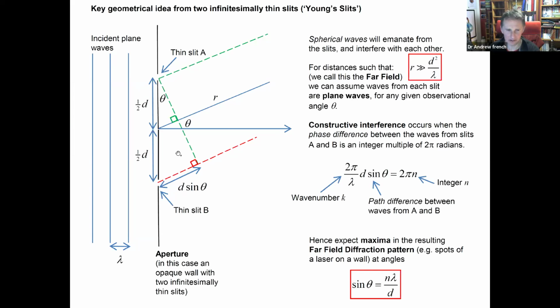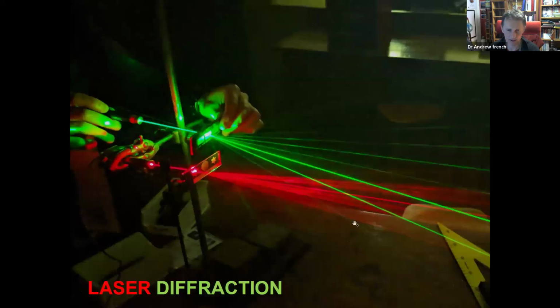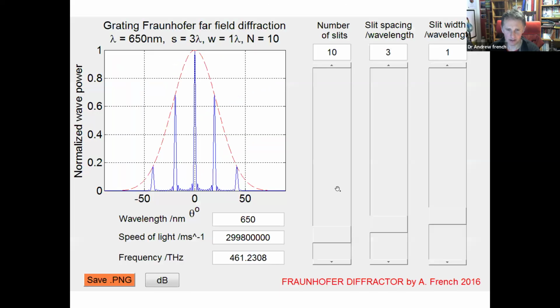And so the path difference between the green and the red ones is d sine theta. So d is this distance here, and d sine theta is this distance. When that's a whole number of wavelengths, you're going to get constructive interference. So there we go, this is what you can write down. And if you rearrange that, that gives you an expression for the angles at which we're going to get these peaks.